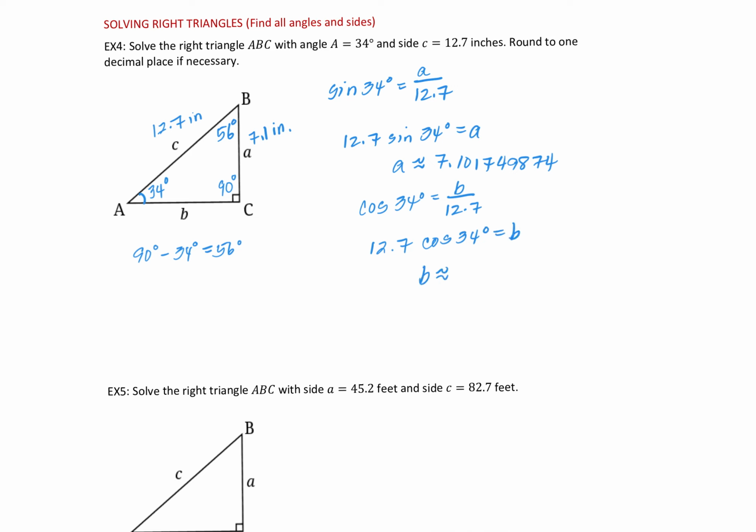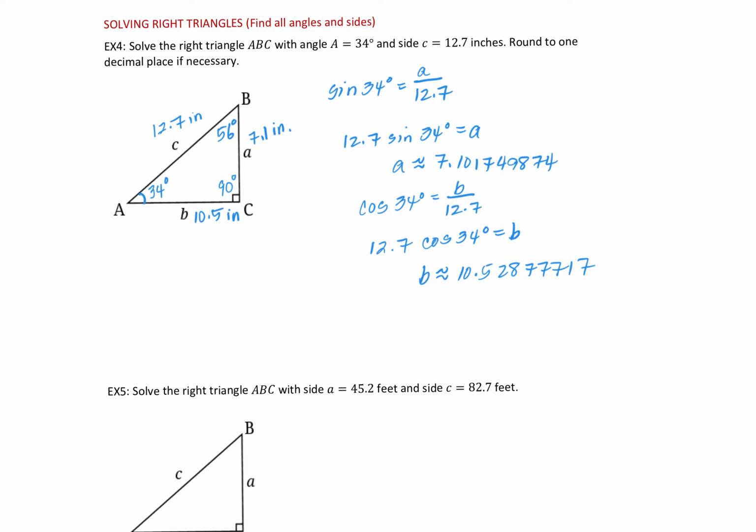Again, putting this in our calculator, I have 10.5287717. And we are rounding to 1 decimal place. This becomes 10.5. Probably shouldn't have written this so close.